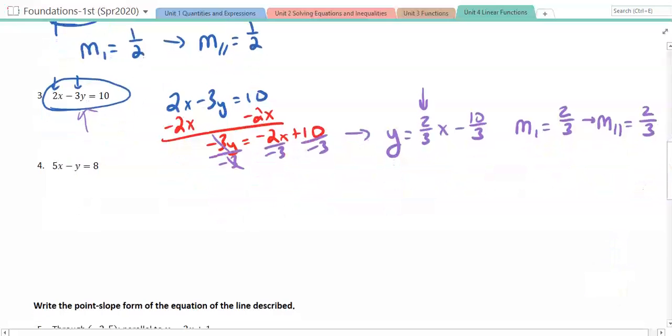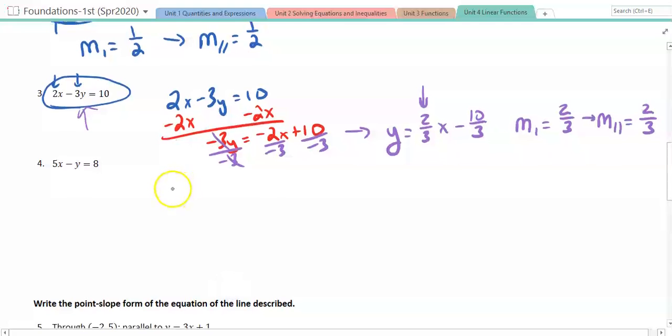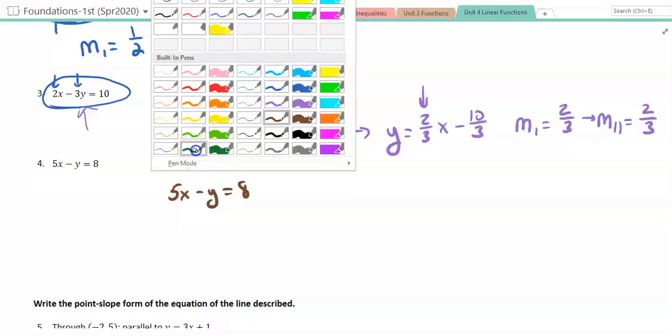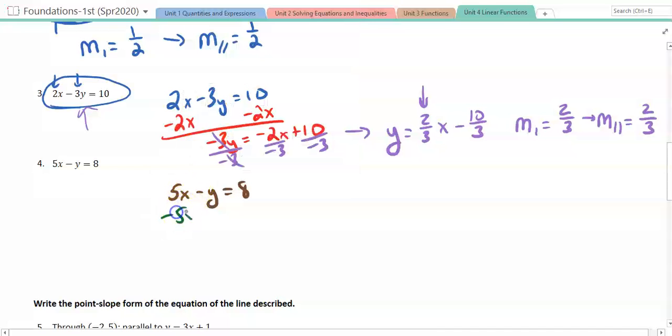All right, so let's look at example 4 here. I want you to pause the video and take a second and try to solve this one for the y. All right, so if you solved it for y, let's see what you get. So we start with 5x minus y is equal to 8. And so we're going to subtract the 5x from both sides. And so I get negative y is equal to negative 5x plus the 8.